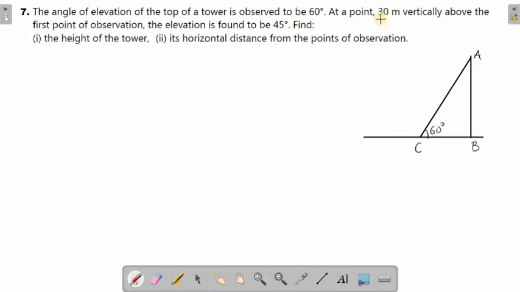Okay, now at a point 30 meter vertically above the first point, so you have to move vertically upward from the first. See, this is the first point, isn't it? So you move vertically up. When you move vertically up from point C, let's say you reach here. From here let me draw a horizontal line. Now from here the angle of elevation of the top becomes 45 degree as per the question.